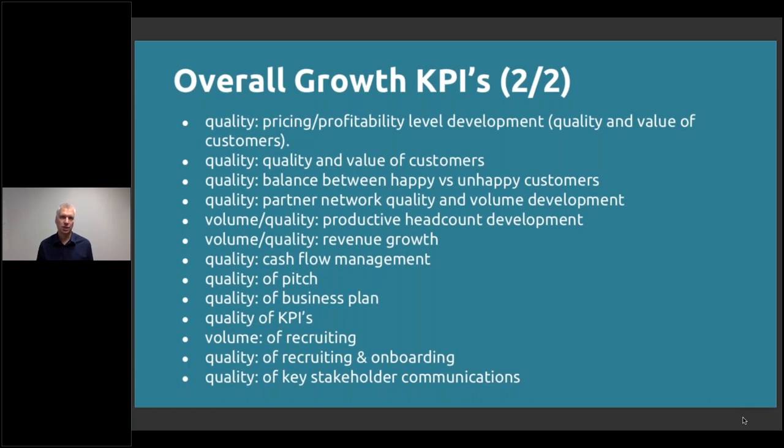Some others, pricing, profitability, level developments. Depending on different products and offerings at different stages, this is a variable where you're trying to optimize the pricing as one factor in converting the customer, but also the profitability, so the lifetime value of the product or the project that is being delivered, and so forth. So this is a constant variable. How well are you finding that optimal level where you are balancing the volume of customers versus the profitability of the customer versus the conversion of the customer?